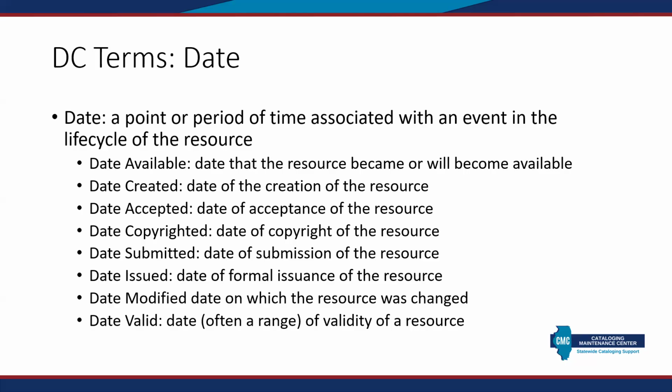Date submitted is the date of submission of the resource, such as the date that a research paper was submitted to the journal for publication. Date issued is the date of formal issuance of the resource. Date modified is a date on which the resource was changed. And date valid is the date or date range that the resource is valid.